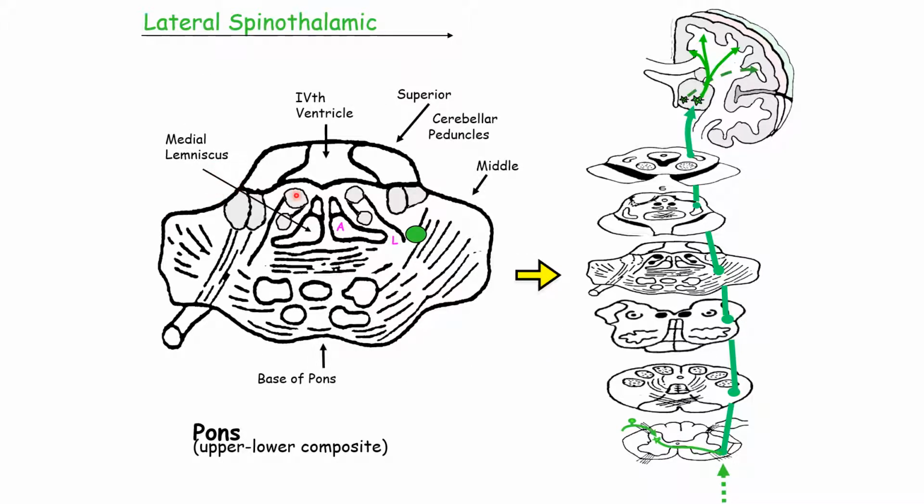As we move up into the pons, we see now that the spinothalamic tract is in the same lateral position, but the medial lemniscus fibers have shifted more dorsally and the leg area has moved out laterally, approaching the lateral spinothalamic tract. And at this level, we can see the basis pontis with the corticospinal fibers, and we can see the middle cerebellar peduncle and the superior cerebellar peduncle, as well as the fourth ventricle.